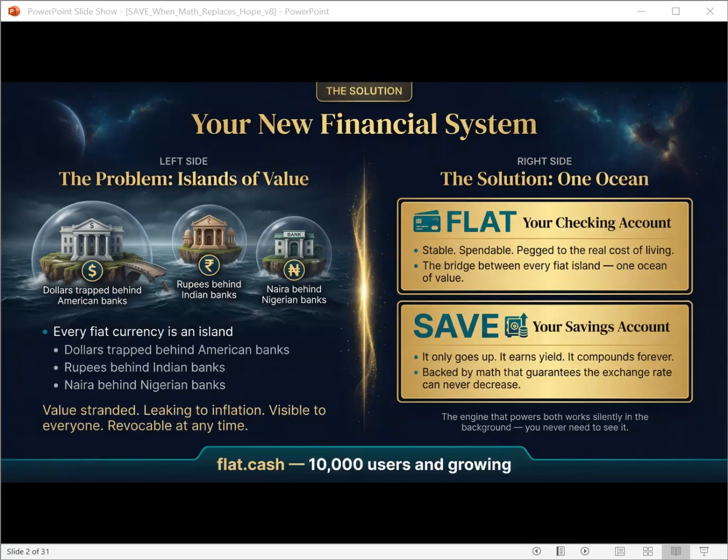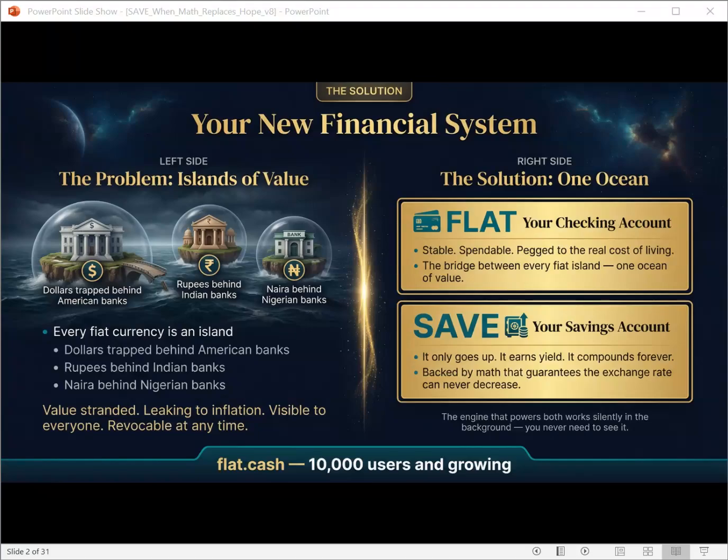So, before we get into math, here is what this is actually in plain language. Every fiat currency is an island. Dollars are trapped behind American banks, rupees behind Indian ones, naira behind Nigerian banks. If you want to move value between islands, you pay tolls to the intermediaries. Banks, Swift, Western Union, and you wait days. Meanwhile, every island is sinking, inflation erodes them all.